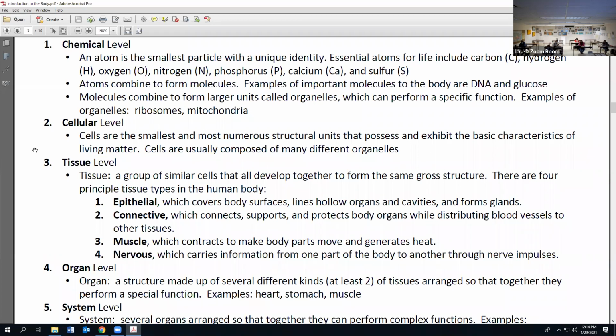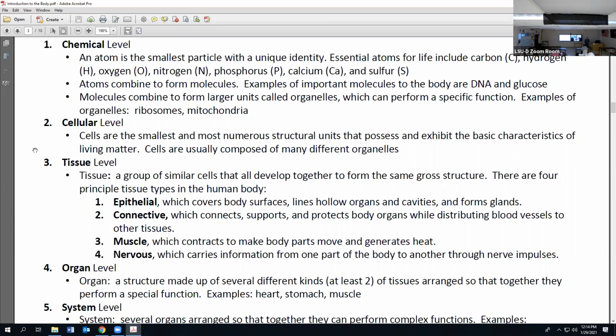and glucose and DNA. Not a whole lot, but those are examples of molecules, which are formed when two atoms or more come together, like H2O, which we all know is water. C6H12O6, which is glucose. Those are very, very important things.